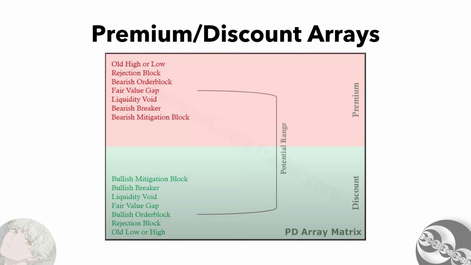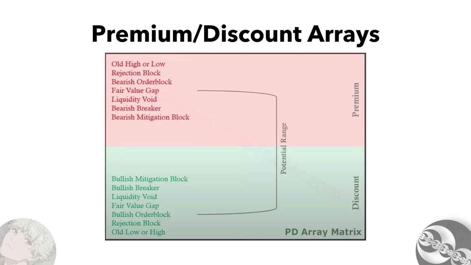But firstly, we have to talk about what a premium and discount is. If we have a range, then the premium of the range would be the upper half, and the discount of the range would be the lower half. These arrays are levels where we would expect price to give some sort of reaction, depending on whether it is located in the premium of the range or the discount.